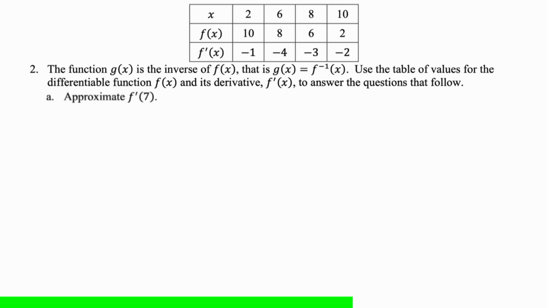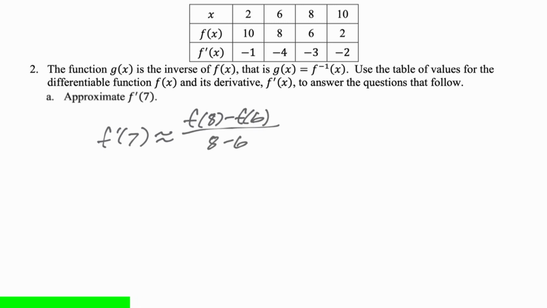That we're just going to find where 7 falls in the table and use the average rate of change. So f prime of 7 is approximately, it's a big deal that you write approximately there. 7 is between 6 and 8, so we're going to do f of 8 minus f of 6 over 8 minus 6. So that's going to give us, kind of confusingly for me, 6 minus 8 over 8 minus 6, which is just negative 1. That's our answer. Don't overthink it.